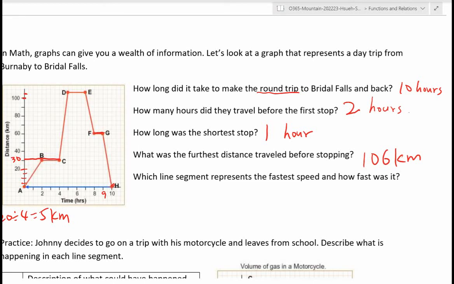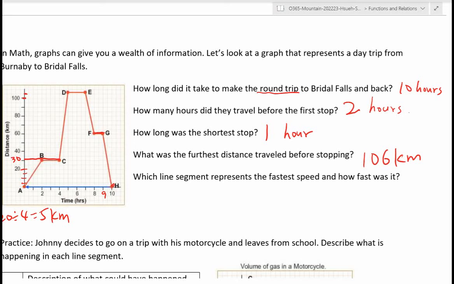If you're looking for the fastest, then you're looking for a long distance in a short amount of time, right? So really you're looking for the steepness of the line. The steeper it is, that means you go far in a short amount of time. So the steepest part of the graph would tell you the fastest speed in this case. The steepest line looks like it's either from C to D or G to H. I'm not 100% sure which one is the steepest, so let's try and figure out which one is the steepest.